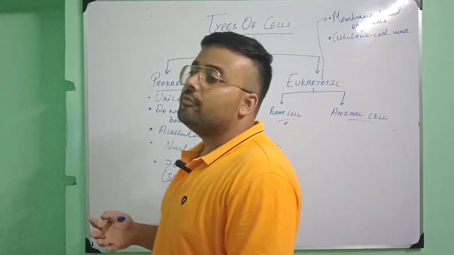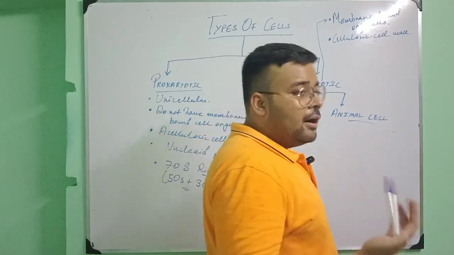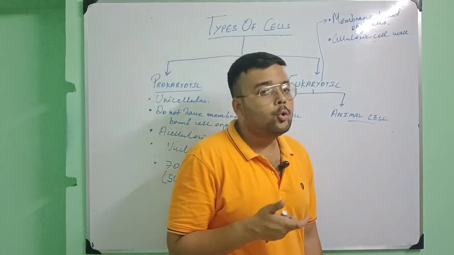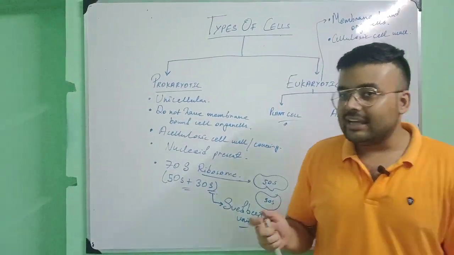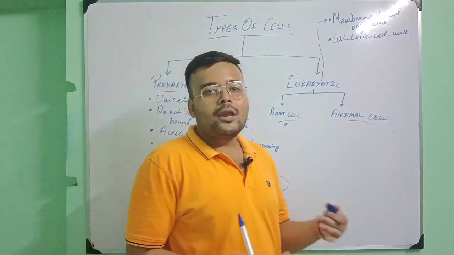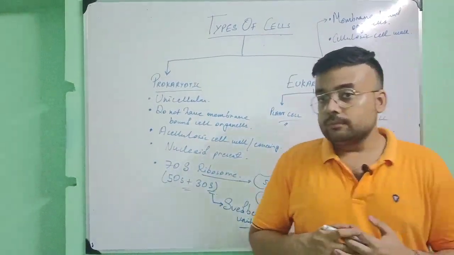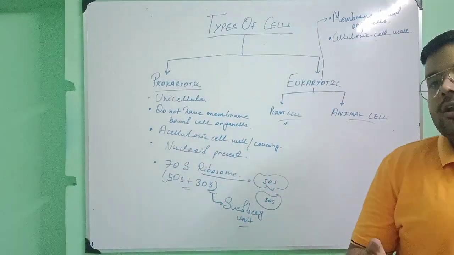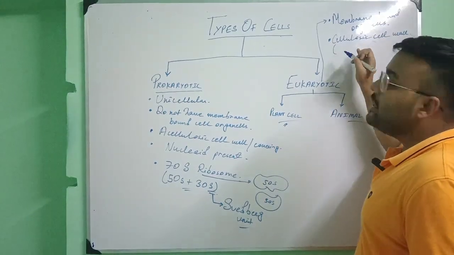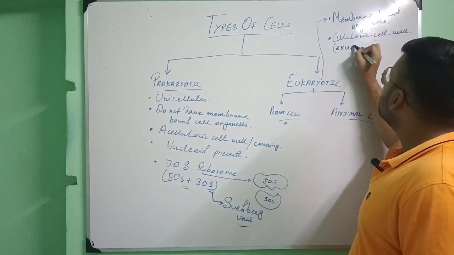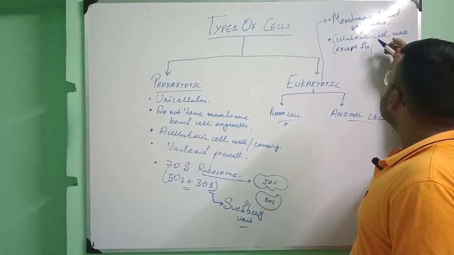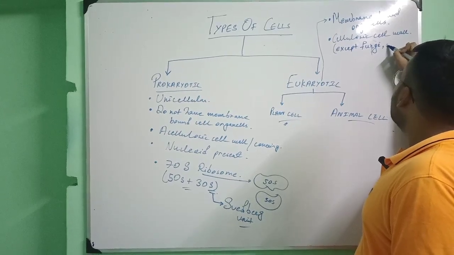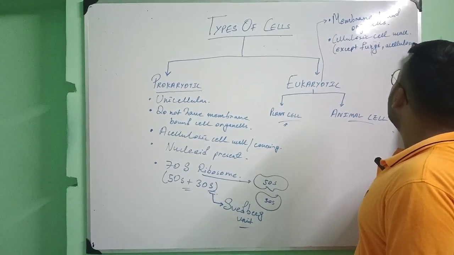Students, you also have to keep in mind another point. Fungus or the kingdom fungi, they also have a cell wall and they also are eukaryotes, but they do not have cellulose. They have peptidoglycans, they have mucopolypeptides. So that is also a eukaryotic cell wall that is not made up of cellulose. So here we can say except fungi, since they have a cellulosic cell wall.